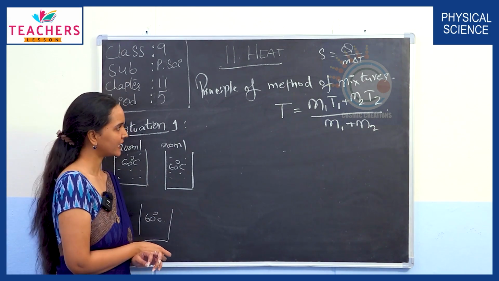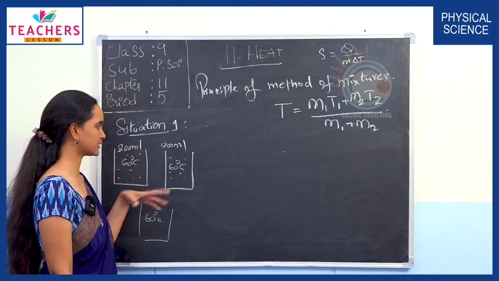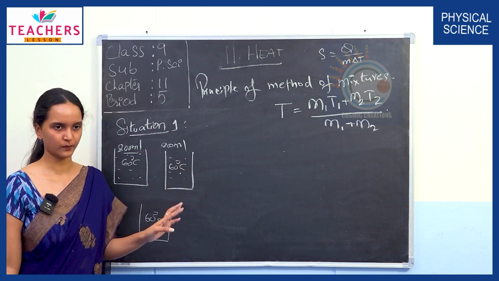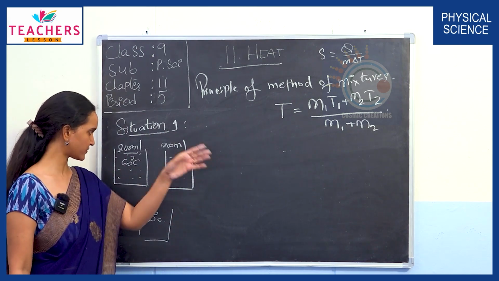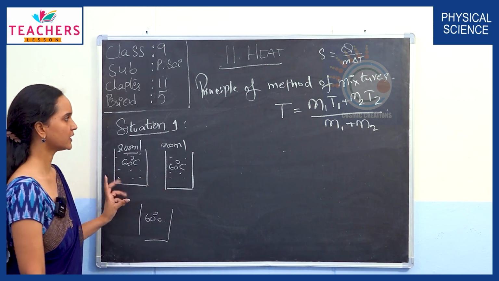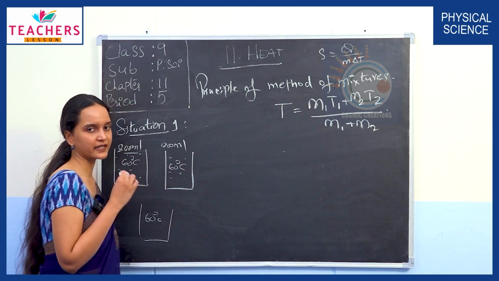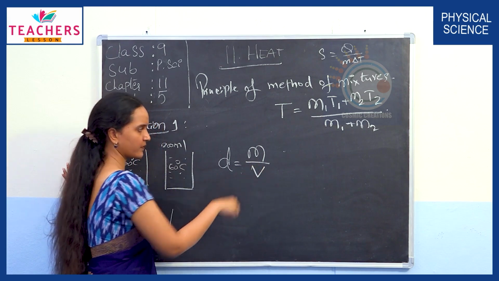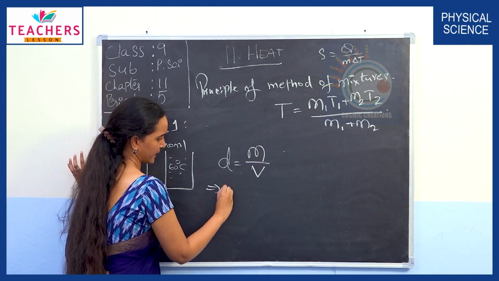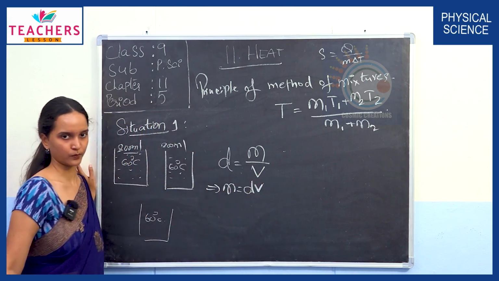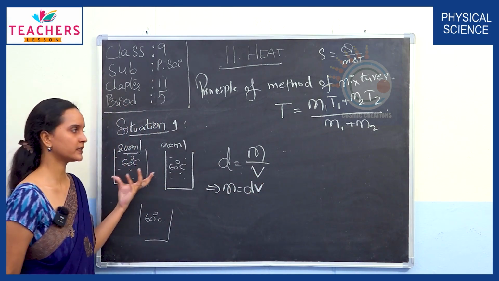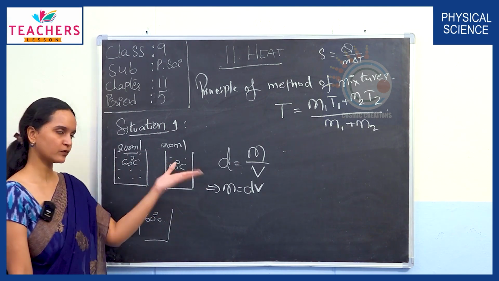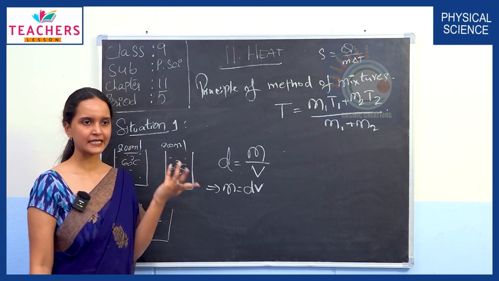Is 200 ml mass? No, it is volume. Milliliters, liters, these are units of volume. But can we find out mass from the volume given? Of course we can. We know the relationship between density, mass and volume. Density D equals mass by volume, M by V. Now M equals density into volume. The substance in both beakers is the same, it is water, so density would be the same. And even the volume is the same, so mass would be the same.